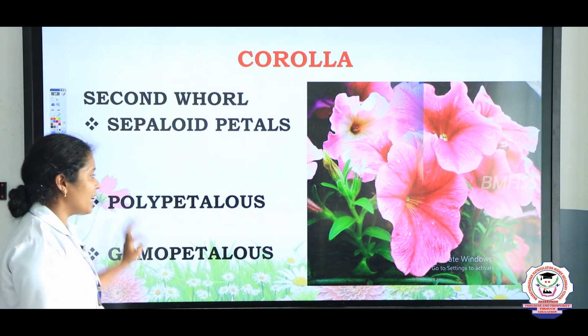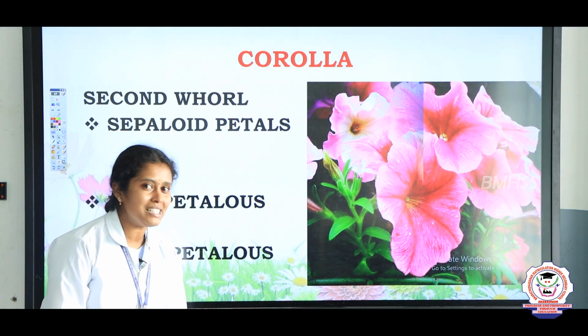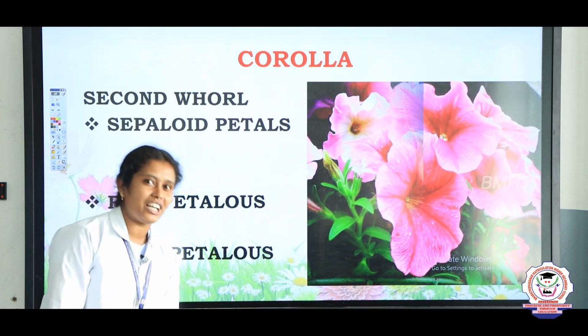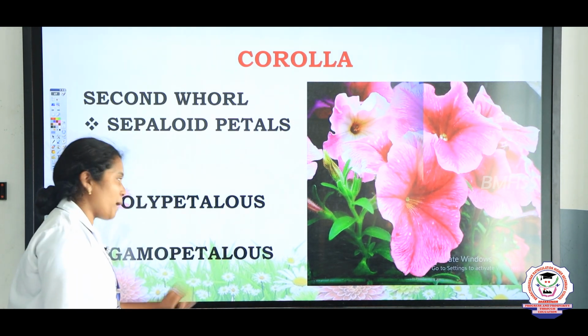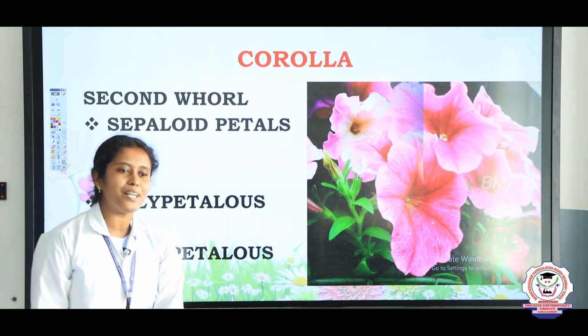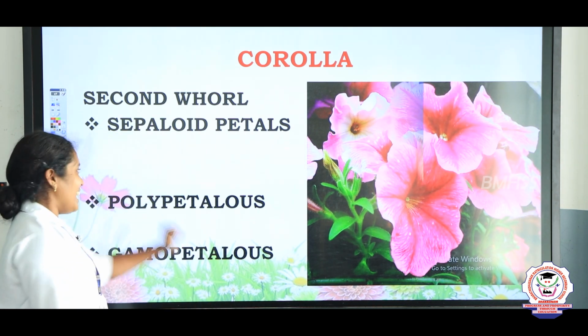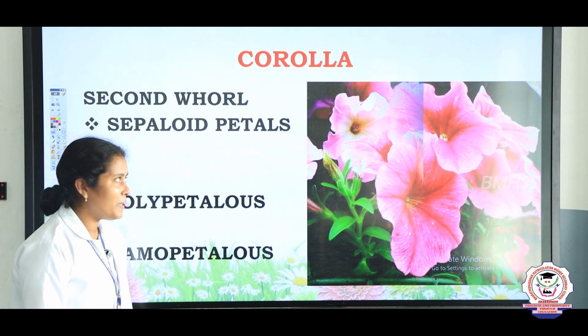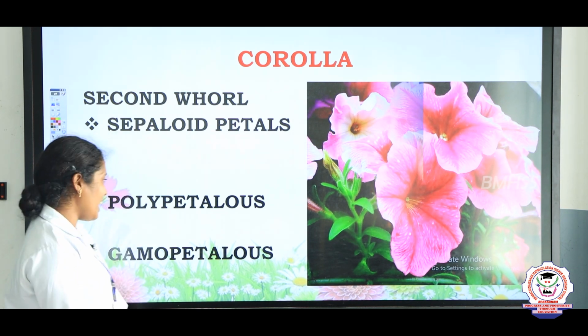And the third type, gamopetals. Gamopetals means the petals are fused together or joined together. That type of petals is called gamopetals. And what is the example of poly petals? Tell me, Kritika. Yes, poly petals. The example is mustard. Okay.